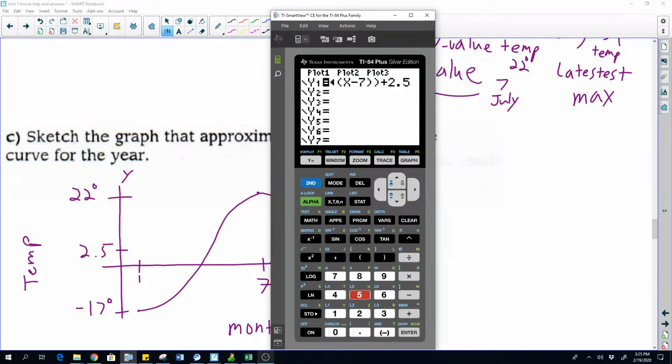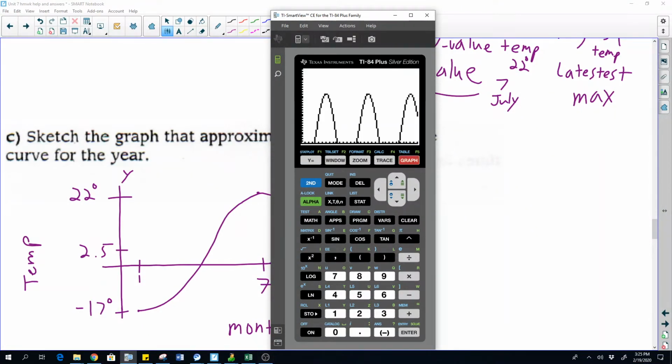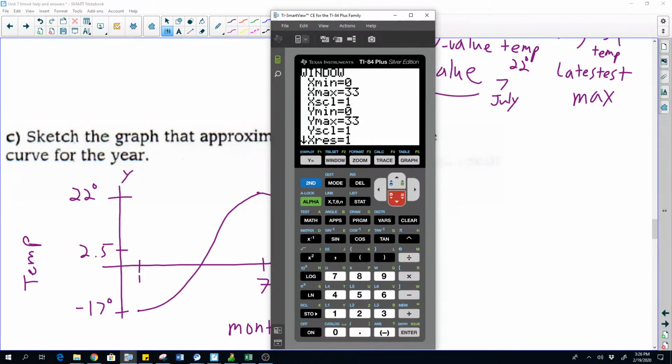So now the graph, we're going to have to use our minimum and maximum to fix it, because mine's cutting it off there. So this is the tricky part. So go to your window. I usually do the y values first. So we're down at negative 17, so maybe make it negative 19, just a couple lower. All the way up to 22 degrees, so maybe make it 23 or 24 degrees.